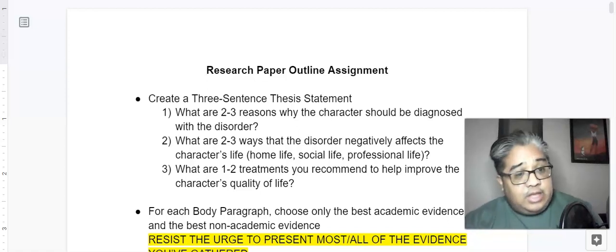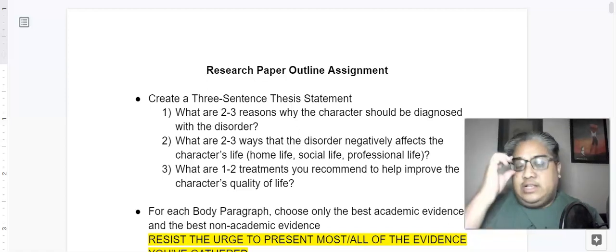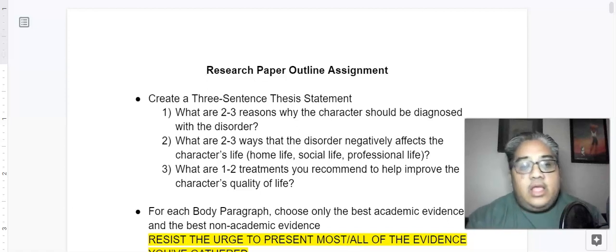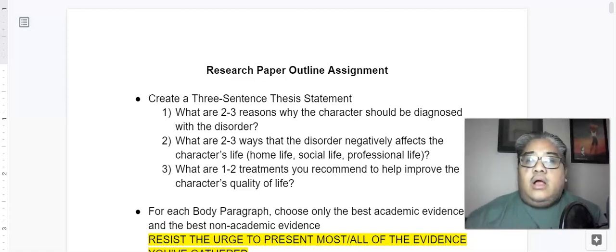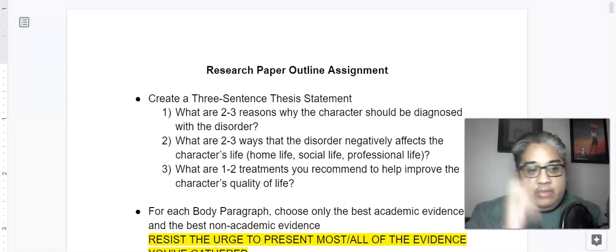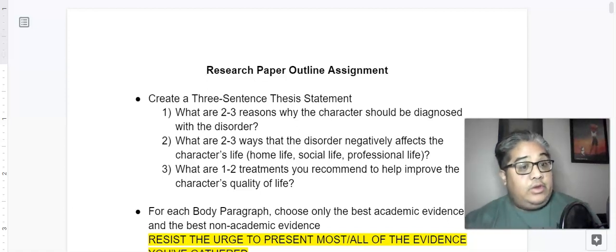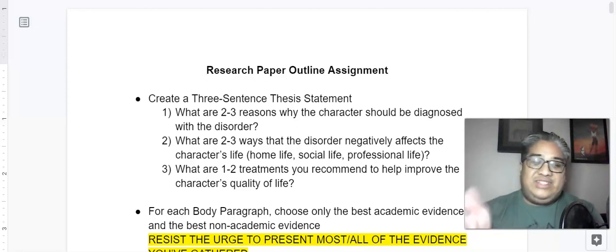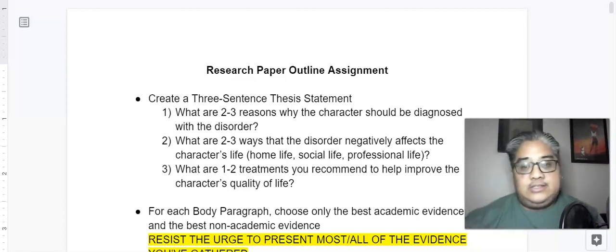This is a 100-point assignment, and the first 25 points is based on creating a 3-sentence thesis statement. 3 sentences because you are answering 3 questions for your research paper assignment. So you want 1 sentence answering each of those questions.